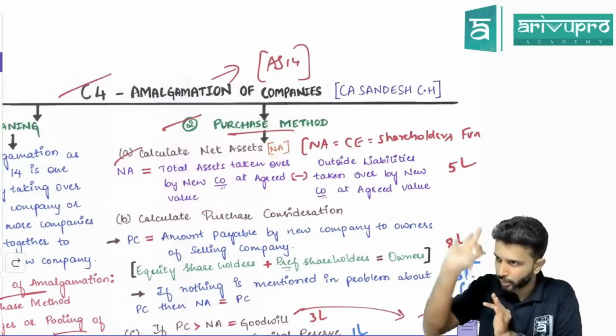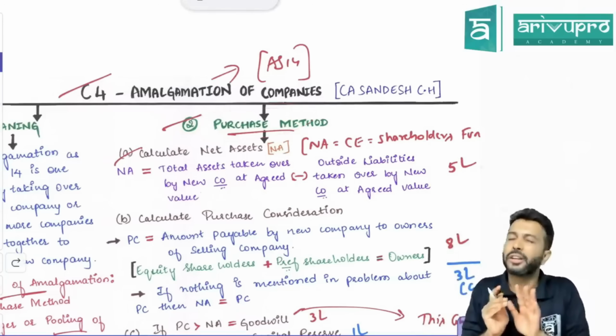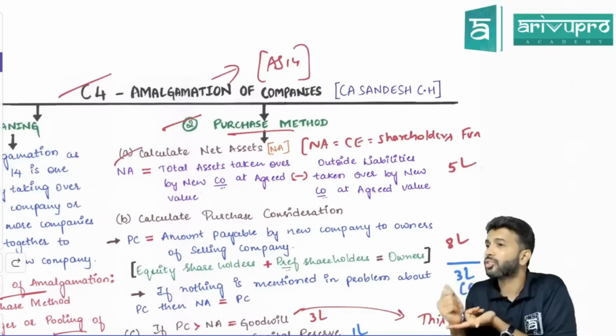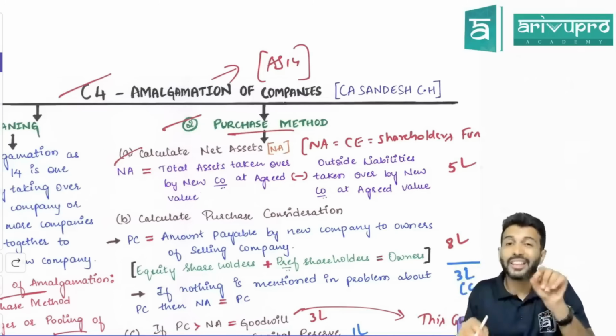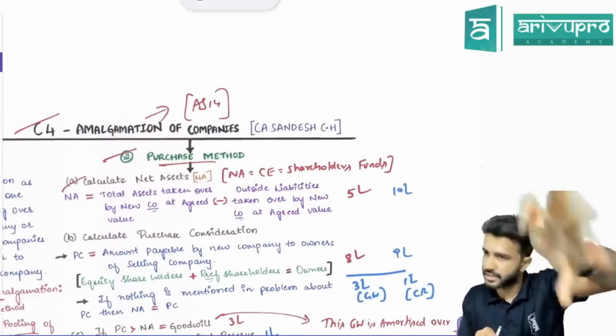I'll tell you the logic of all that also in a bit. Here we're talking merger method or purchase method. So first calculate assets taken over at agreed value, and minus what, sir? Outside liabilities taken over at agreed value. That you find out. That is your net assets.